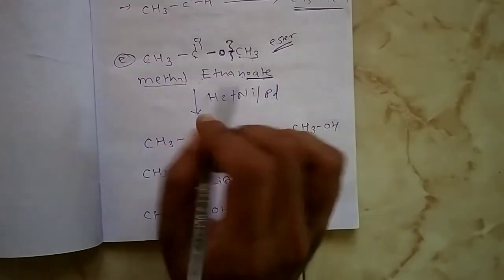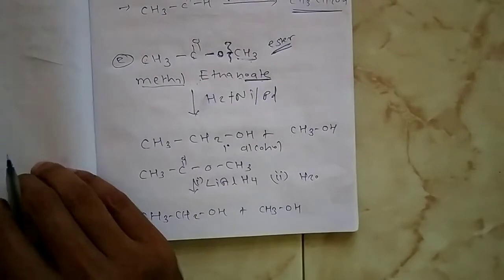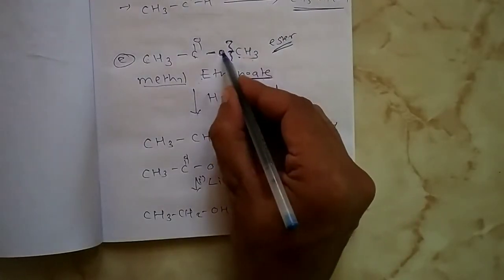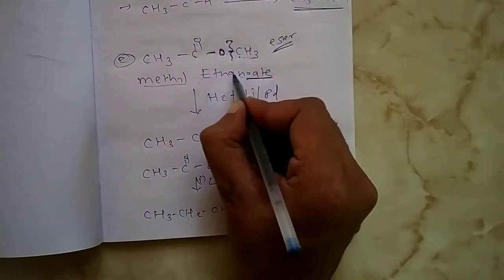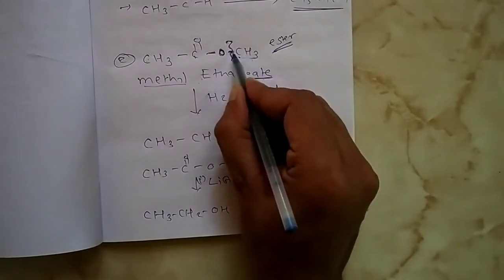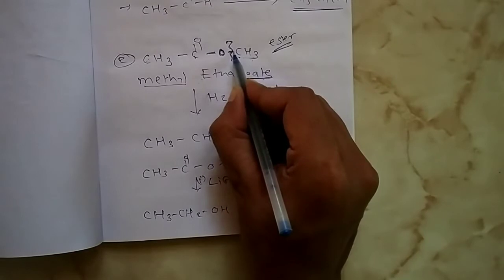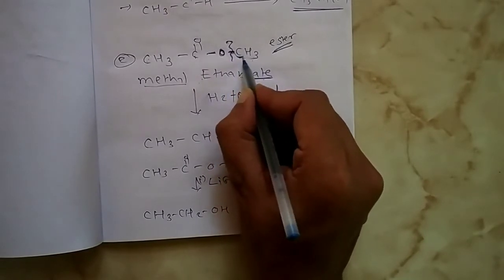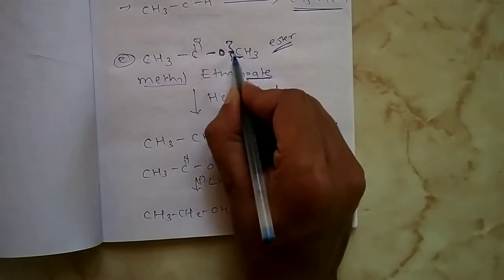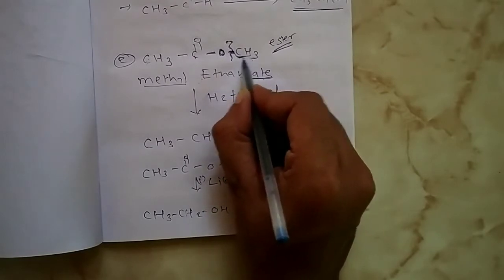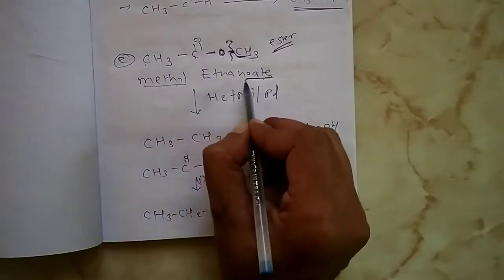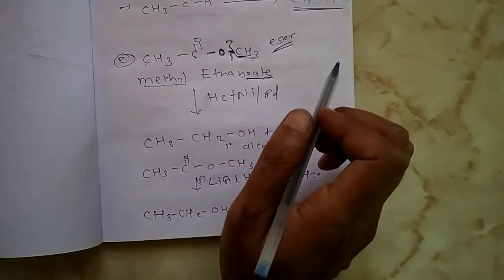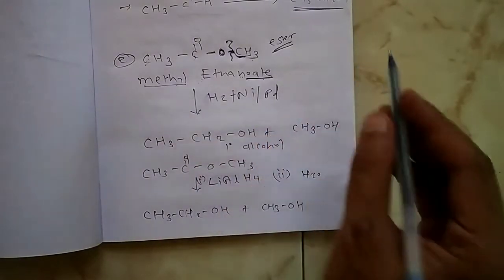So in this way you can name the esters. What you have to do? Wherever you see single bonded oxygen, make 2 parts of the compound. Then name the first part that is attached with single bonded oxygen. This part you can see it is methyl. Then the remaining carbons you have to attach with the OATE suffix.